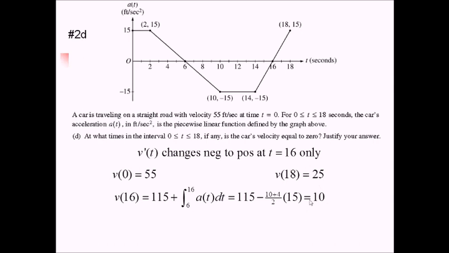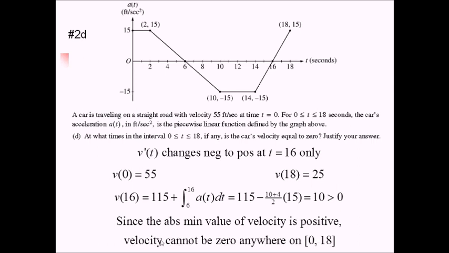And significantly, 10 is not negative. In fact, it is a positive number. Since the absolute min of our velocity is positive, velocity cannot be 0 anywhere on the interval from 0 to 18.